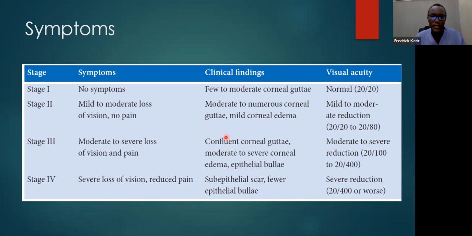This is similar to the same cycle patients go through when they have pseudophakic bullous keratopathy. They are very symptomatic initially, then they just scar and stop having pain, but they're not seeing very clearly. So those are the stages and the symptoms. Patients will present at any of those stages.